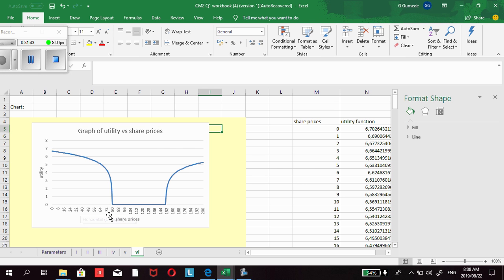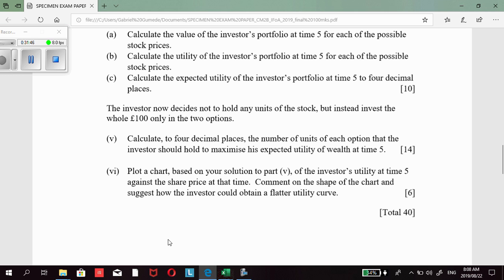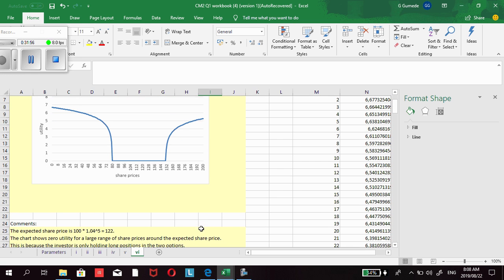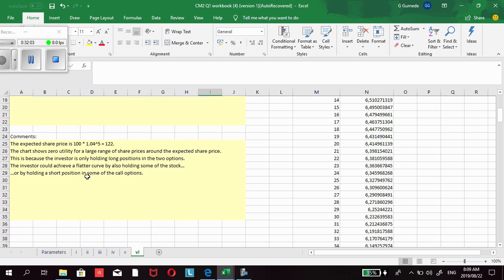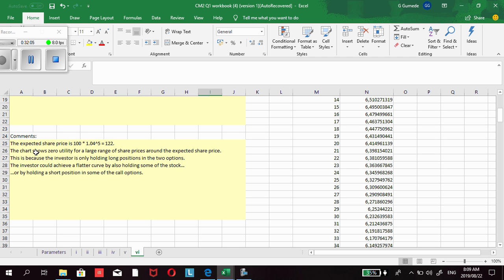Now if you look at the question, they also say comment on the shape of the chart and suggest how an investor could obtain a flatter utility curve. So I'm going to do that now. Any sensible comments are given marks. Here is a possible answer I took from the exam report. The chart shows a zero utility for a large range of share prices. This is because the investor is only holding a long position in the two options.